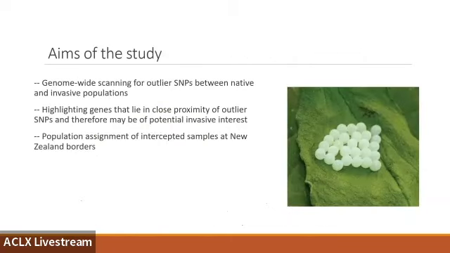So in this study, we aim at identifying highly differentiated SNPs or outlier SNPs by using genome-wide scanning. These differentiated SNPs are different between native and invasive populations, obviously. We are also interested in highlighting the genes that lie in close proximity of outlier SNPs and therefore may be of potential invasive interest. We also did population assignment of intercepted samples at New Zealand borders to see whether the country or geographic region that these samples have originated from can be identified using RAD sequencing data.